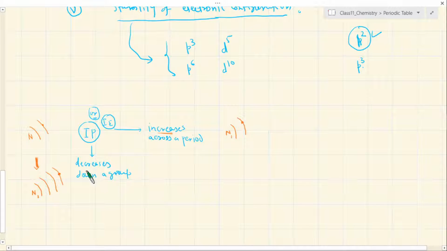These are the general trends. If you go down a group, it decreases. If you go across a period, then it is increasing. I hope this is clear. This is something that we have discussed.